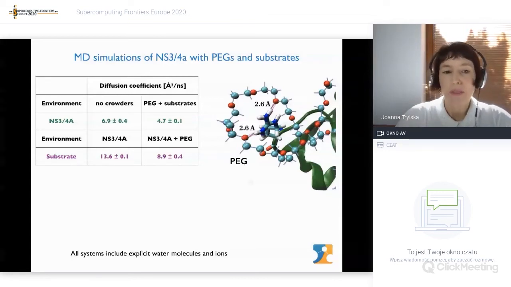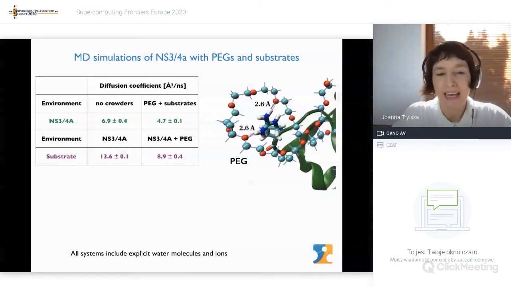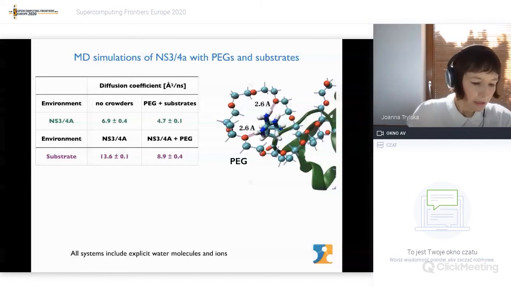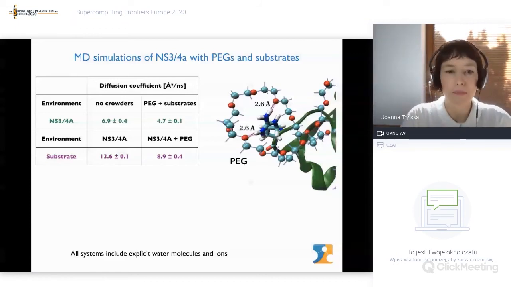We also found, because there is also a question, do PEGs preclude access of the substrate to the active site? But it seems they do not. So by combining these experimental studies and the simulation techniques, we can try to at least answer the question, what is happening at the atomistic level of detail, and be able to help interpret the experiments. Now, the last example, I see I have, I think, 5 minutes.